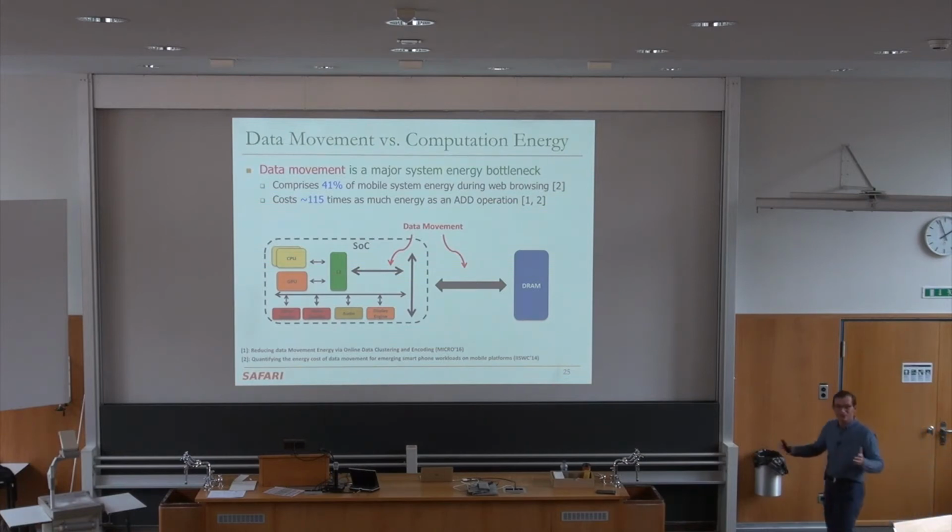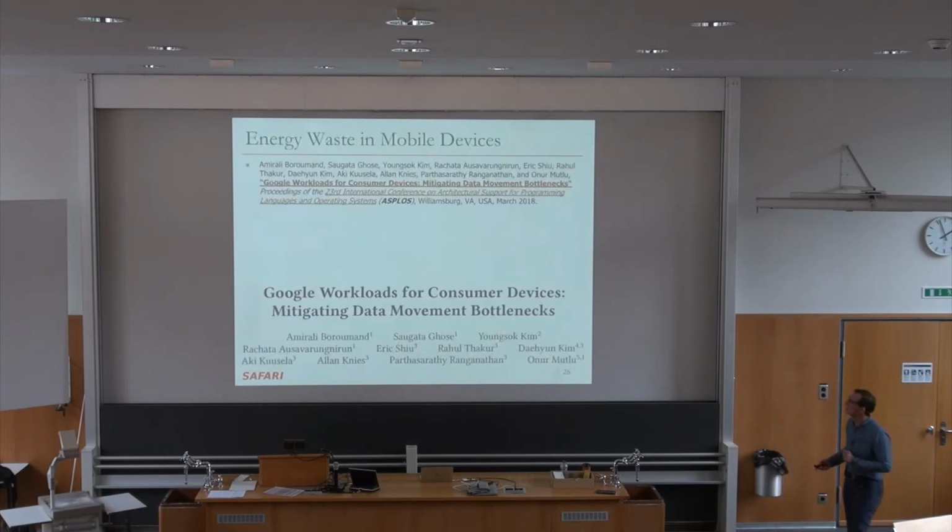So 2 to 3 orders of magnitude, that's a lot. And we don't want to waste anything, actually. We don't want to waste 10%, let alone 2 to 3 orders of magnitude. And we've actually done some study, which I'm going to talk about. This is one of our recent works. Amirali is the lead author, where we analyzed some important workloads for consumer devices at Google. This includes workloads like video encoding, decoding, TensorFlow Mobile, and the Chrome browser.